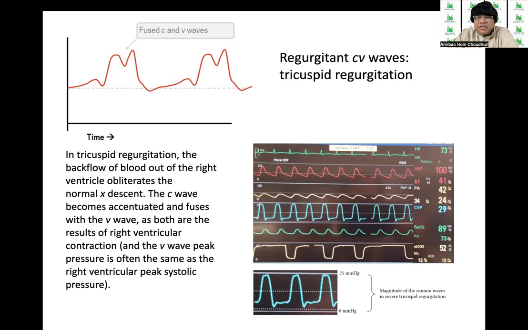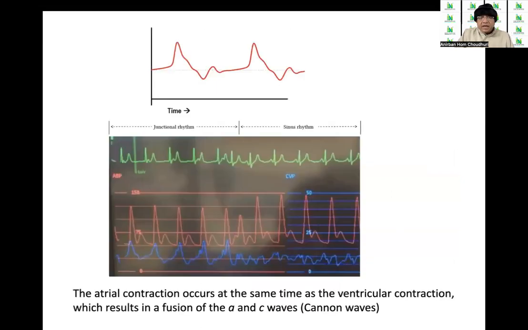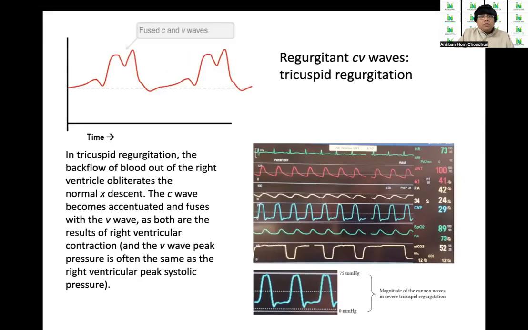Now, you can easily see this if you look properly into the screen in those patients of tricuspid regurgitation, how they look. And this diagram is also representative of how they look in contrast to the Canon waves. So this difference between Canon waves and the fused waves in regurgitant CV waves has to be understood and recognized so as to differentiate between these two conditions.